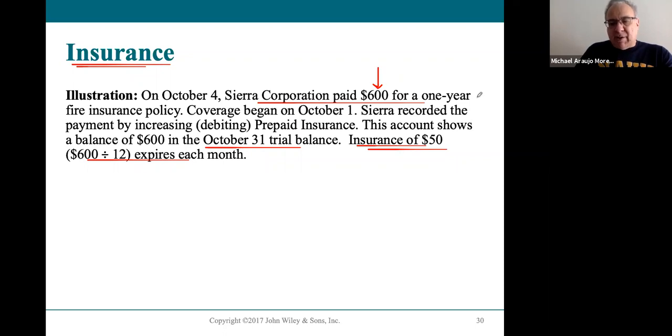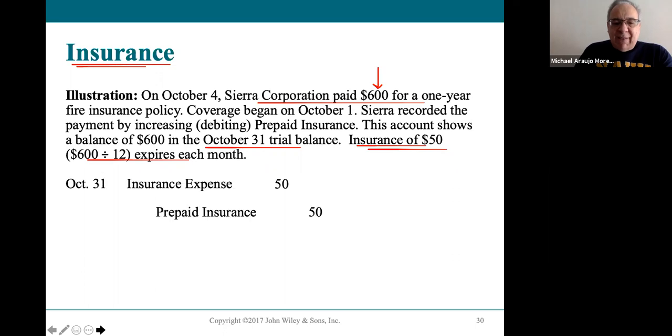Okay, it's a 12-month policy. After October, now we're down to an 11-month policy because we used up 1. So now we can actually expense that $50, and we do so quite easily. We debit the insurance expense by $50 on the debit side. We credit prepaid insurance by $50 as well, right? Prepaid insurance, again, is an asset. Asset is lower because we've used some of that asset, and that's why we expensed it. That, of course, is the journal entry.